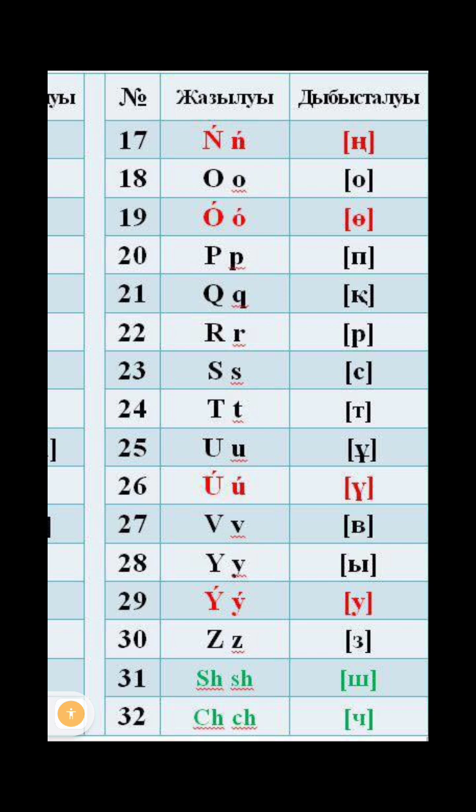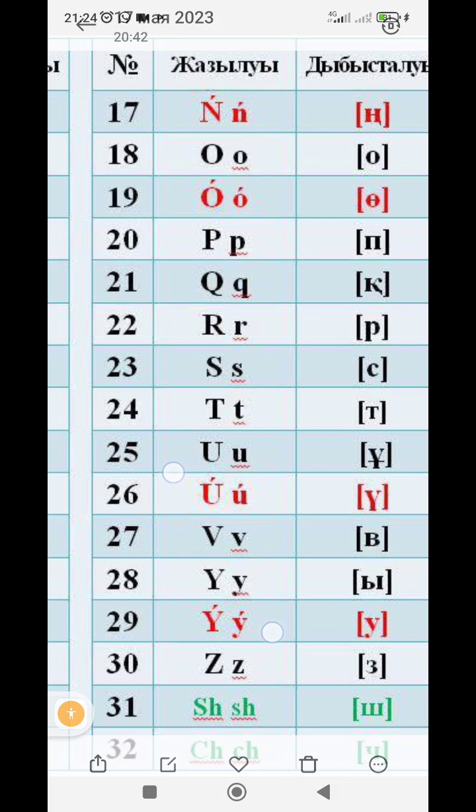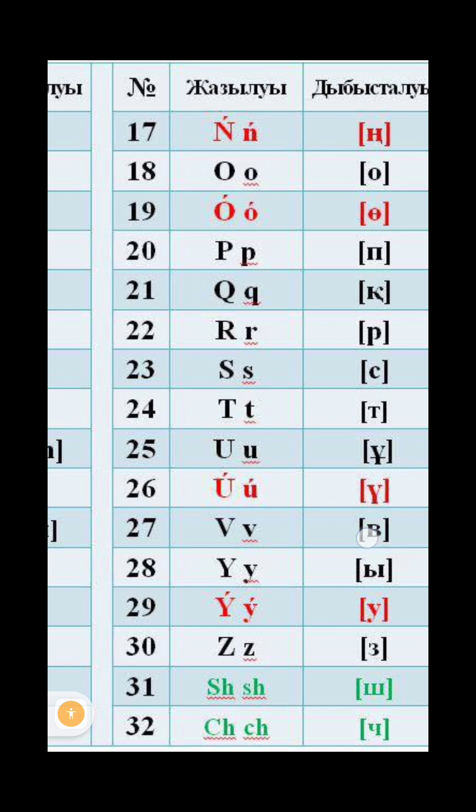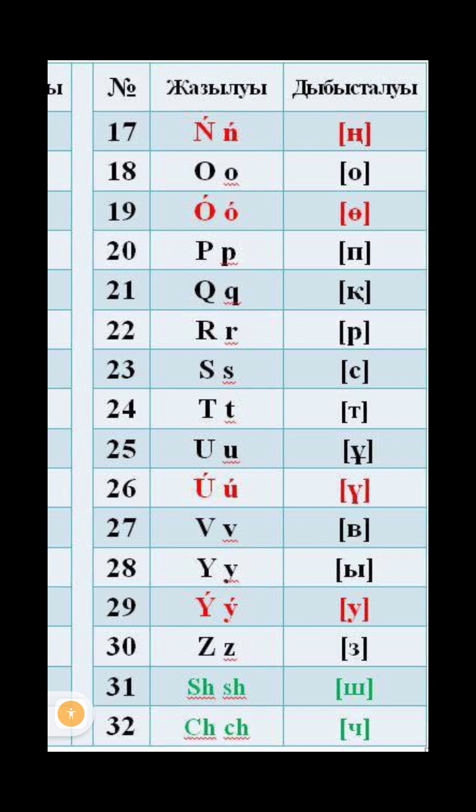Number 27, V. For example, vase. Number 28. Number 29, U. Number 30, Z. Number 31, Sh. Number 32, Ch.